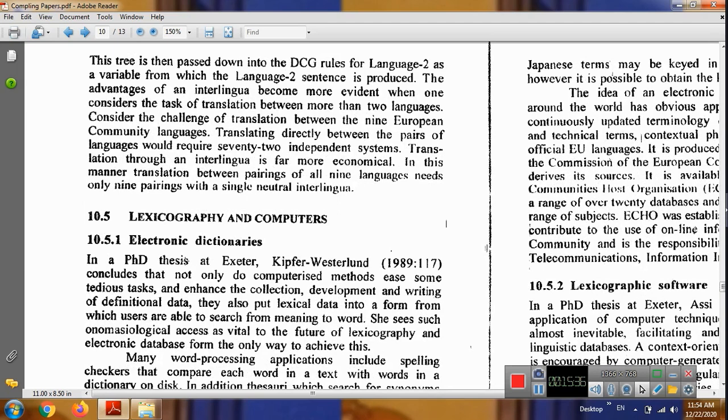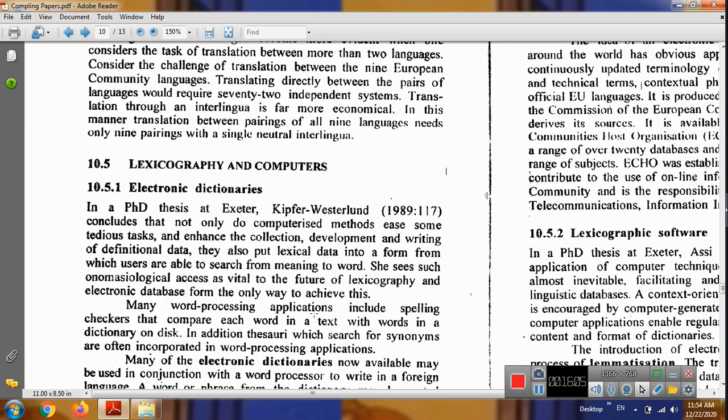About lexicography and computers: electronic dictionaries. In a PhD thesis at Exeter, Kipfer Westerland concludes that not only do computerized methods remove some tedious tasks and enhance the collection, development and writing of definitional data, they also put lexical data into a form from which users are able to search from meaning to word. She says such onomasiological access is vital to the future of lexicography, and electronic databases form the only way to achieve this.